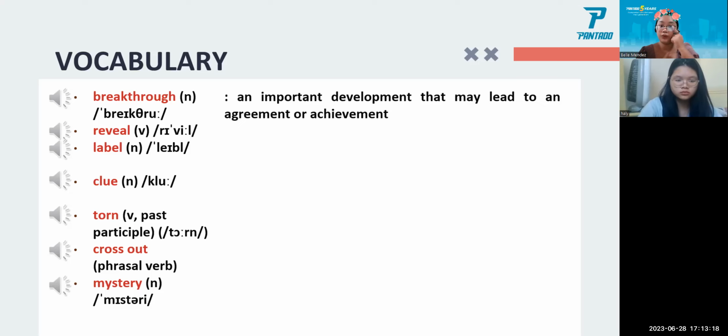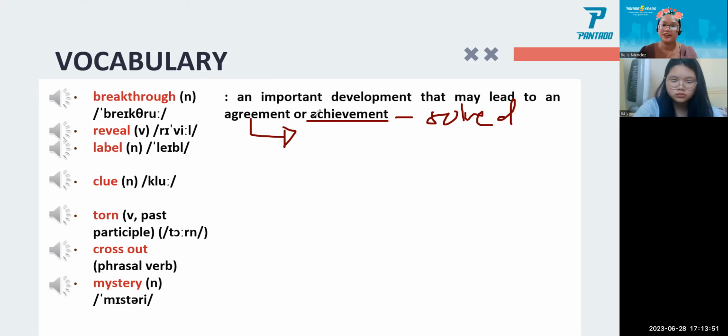When we say got a breakthrough, there's a development of the case. Maybe the police know who the murderer is, or maybe the police know why that person was killed. So that is a breakthrough, okay? That is an important development that leads to agreement or achievement. When we say achievement, that means in the crime case, the case is solved. All right? When you say agreement, that means the police know who the killer is or why that person was killed. Okay? That is a breakthrough.